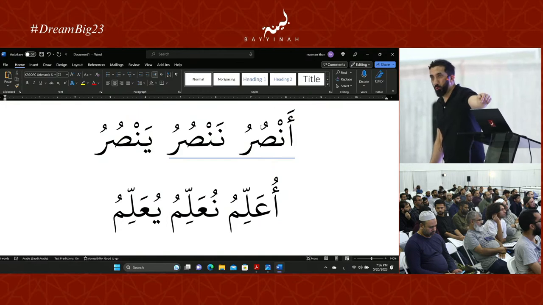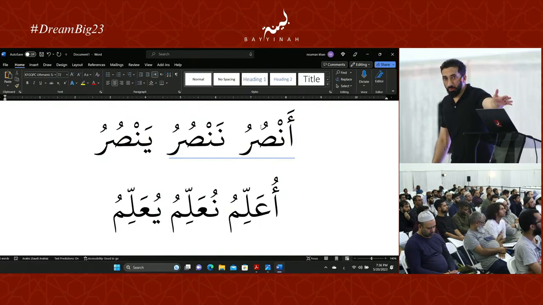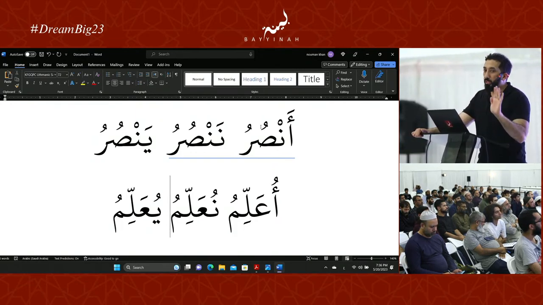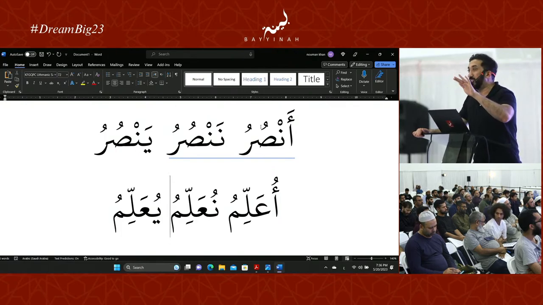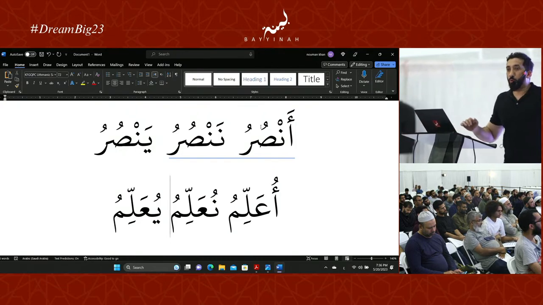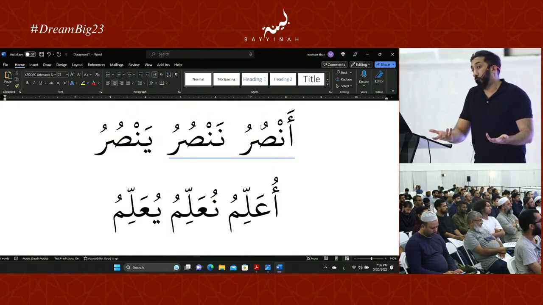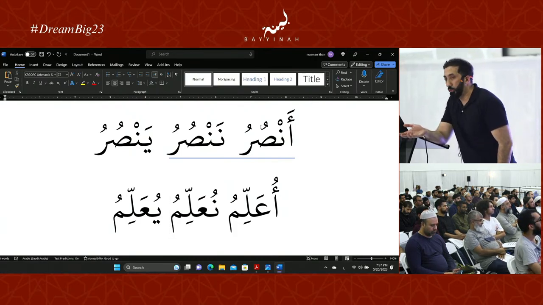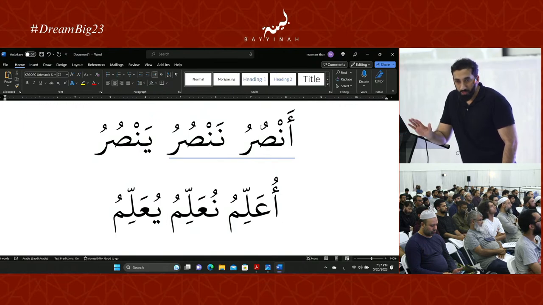So it would be wrong to say unsuru on the top line, or nunsuru or yunsuru. I don't know what that language is. It's not Arabic. And if you say on the bottom line a'allimu, na'allimu, ya'allimu, that's not Arabic. So it's going to be either a or u, but decided by who? The Arabs. And why did they decide it? That's a later course. I expect my students to know when is it a and when is it u, when is it na and when is it nu, when they learn a little bit of sarf. But right now, that's not the case.